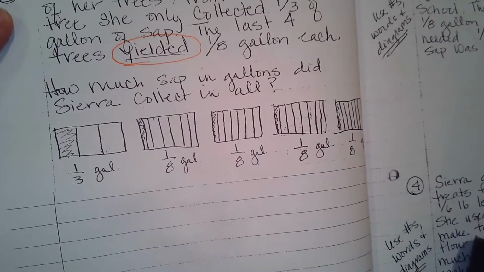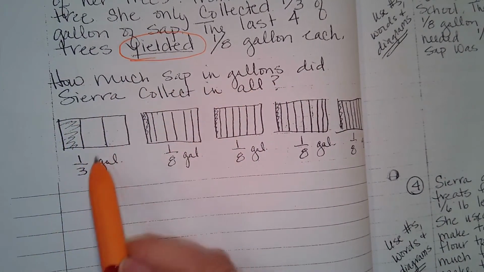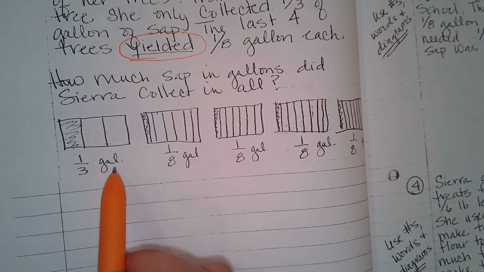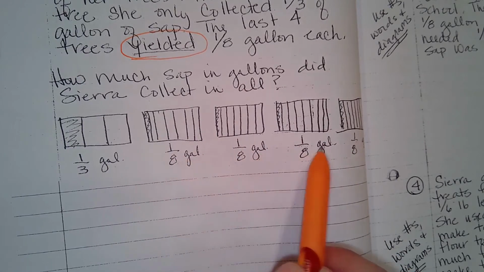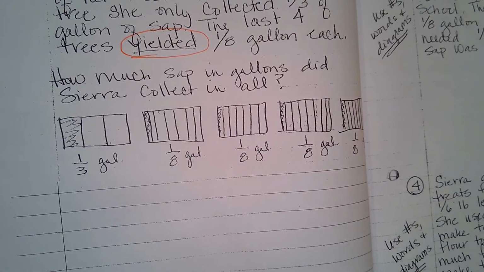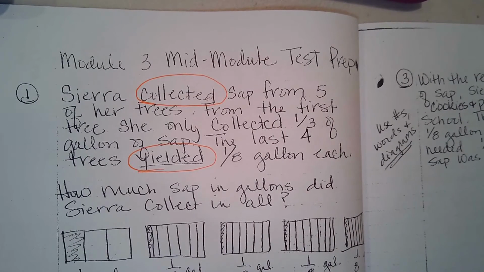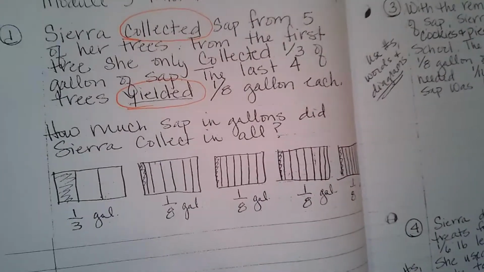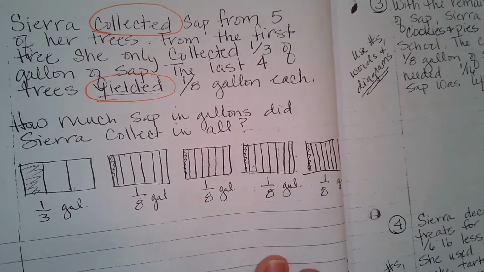So let's take a look. I already drew our tape diagrams that we're going to use to solve this problem. How much sap in gallons did Sierra collect in all? So here's tree 1, 1/3 of a gallon. Then here's tree 2, 3, 4, 5, and she got 1/8 of a gallon from each one. Now, what do you think we should do? Go back to the second word in the question. What is that? Collected. That means add, right? So watch how I'm going to set this problem up.